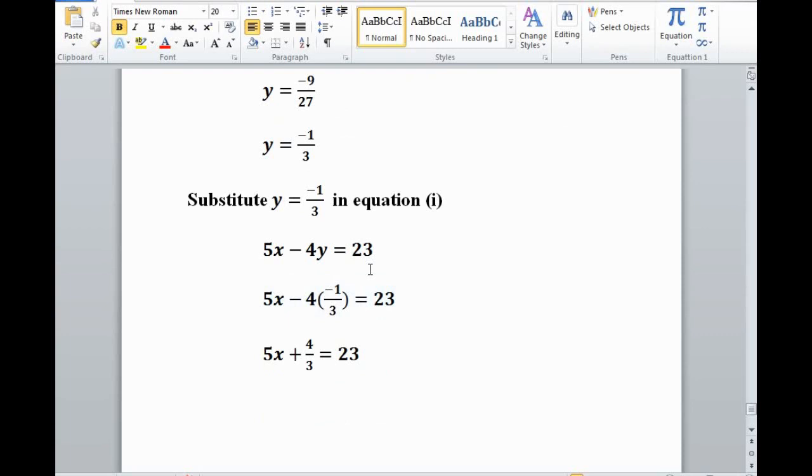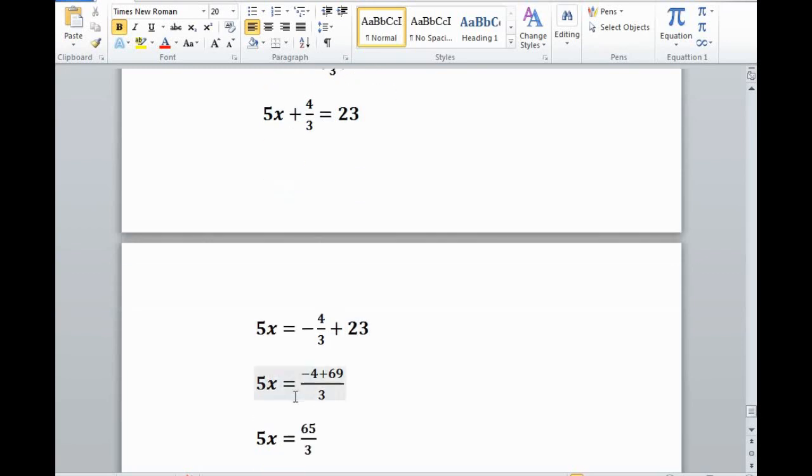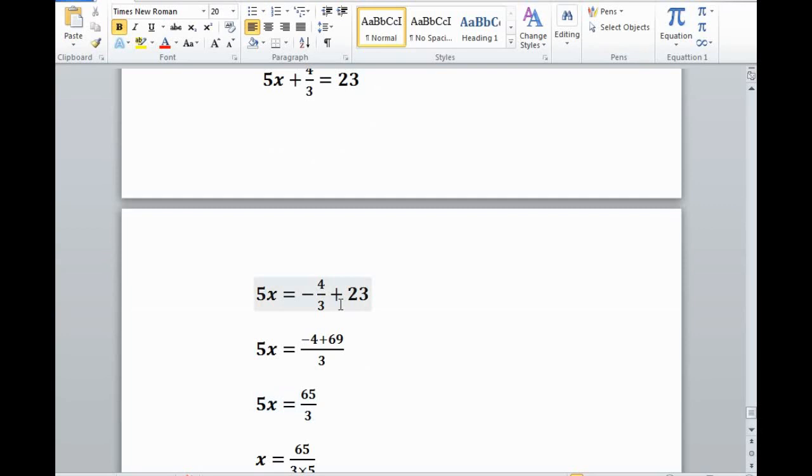So by putting the value of y in this equation, it becomes 5x minus 4 into minus 1 upon 3, which is the value of y, equals 23. Now minus 4 multiplied by minus 1 is plus 4 upon 3 equals 23. And then let's take this positive 4 upon 3 from the left to the right side. So this equation becomes 5x equals minus 4 upon 3 plus 23.